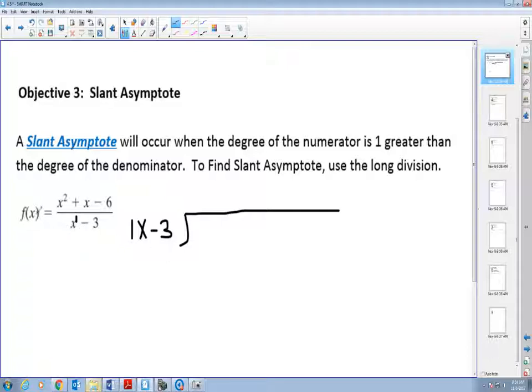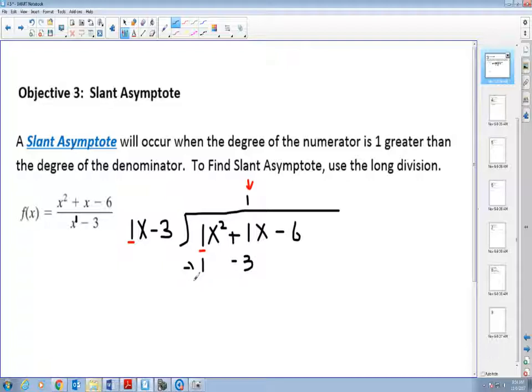Alright, x minus 3. There's no missing term. That's x squared plus 1x minus 6. Take the first term on the outside and go into the first term on the inside. My first quotient goes on top: positive 1x. Then I multiply the terms on the outside: 1 times 1 is 1, 1 times negative 3 is negative 3.